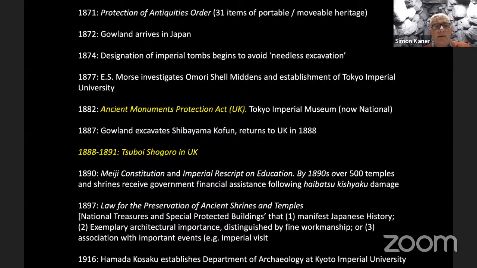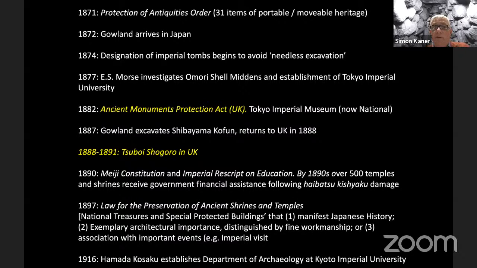I just want to give you a little bit of a timeline of what's going on here and relate it a little bit to what's happening in the UK at the same time. So 1868 is when the Meiji period begins, when the Meiji Emperor was restored. So it takes 15 years between 1853, the arrival of the black ships, and 1868 for a new government to be established. It's a time of great unrest in Japan.